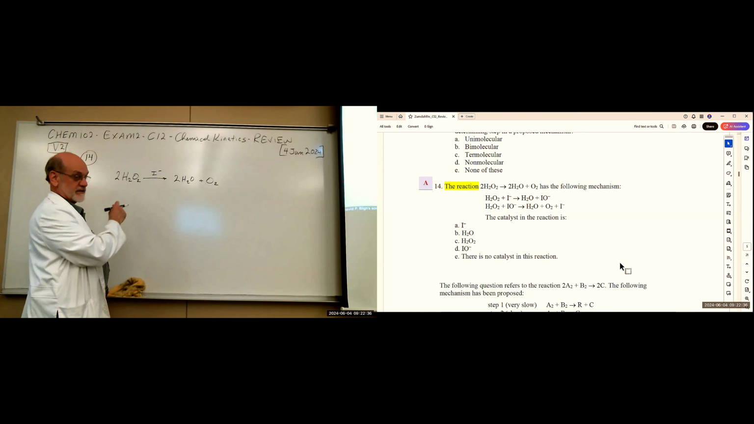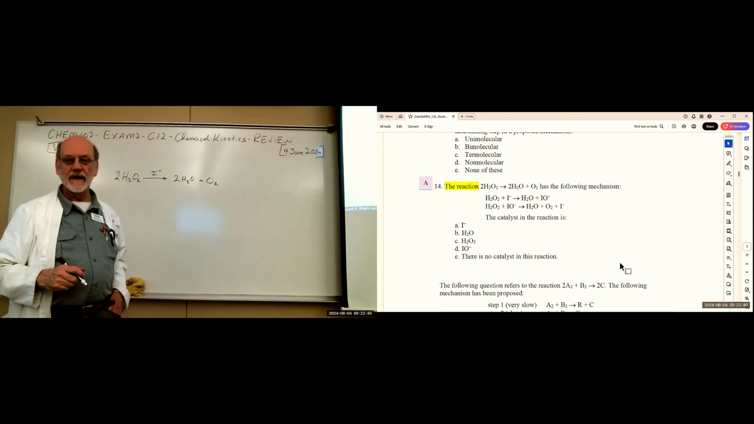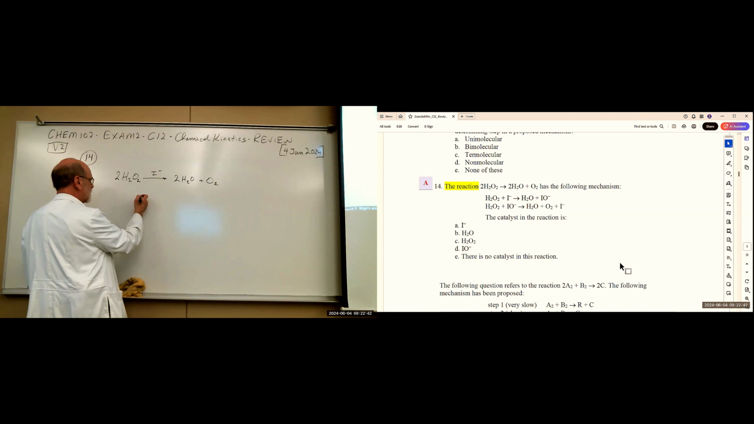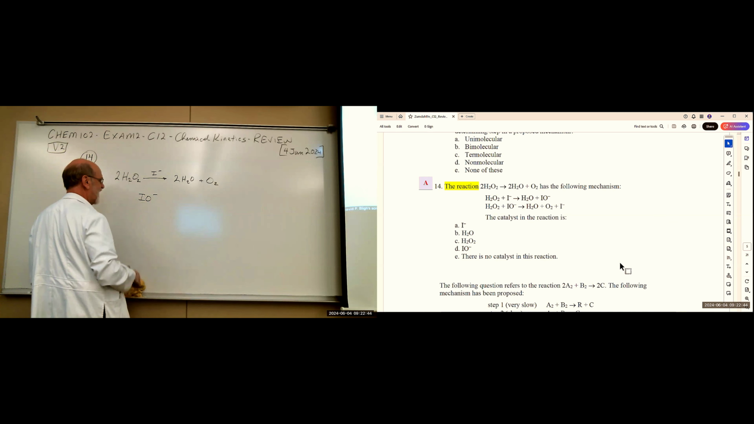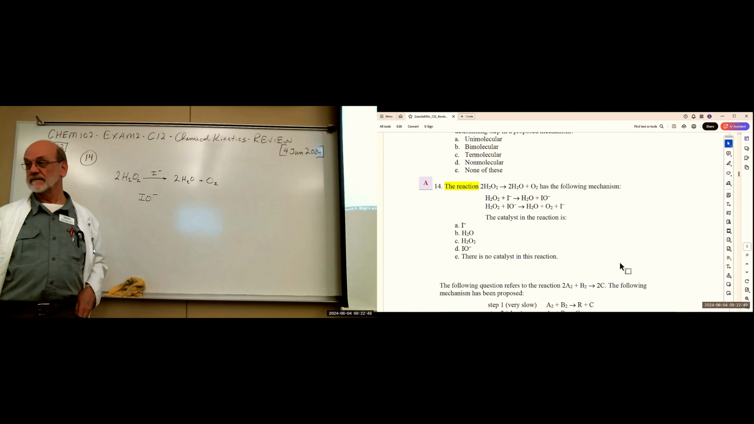Okay, so that's the catalyst. The iodide ion is the catalyst. Okay, while we're here, what is that? Because it's not in there either.